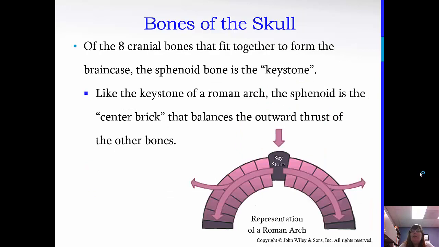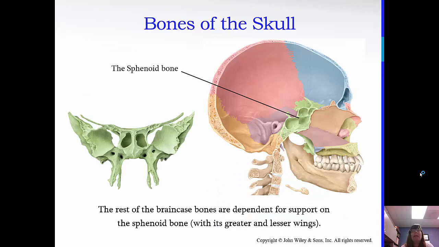Of the 8 cranial bones that fit together, the sphenoid is called the keystone bone. Keystone bone, because it's like an arch. If you take the sphenoid bone out, the rest of the bones will kind of all crumble. So that sphenoid bone that comes across from one side to another kind of holds everything in place. And there's a picture of it. It looks like a bat.